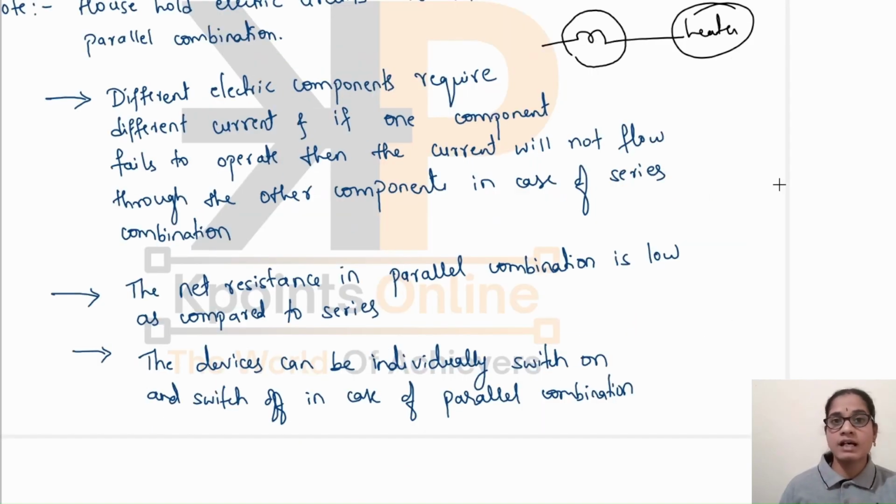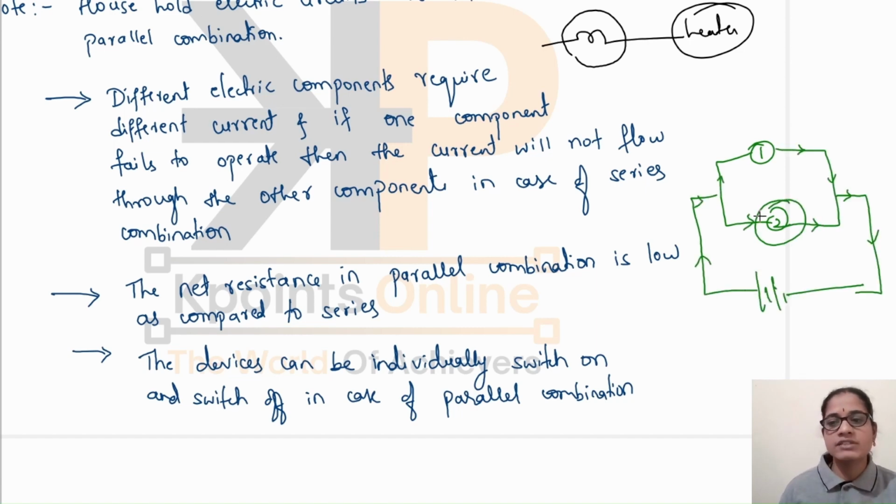Suppose the two devices are connected in parallel here. This is the first device. It is connected in parallel with the another device. Switch off this device, then current will not stop flowing through this device. It will flow because the path is different. They two are not connected in series here. So, and if I want to switch off this device, then current can also flow through this device. This is the main benefit of connecting the devices in parallel combination in our household circuits.